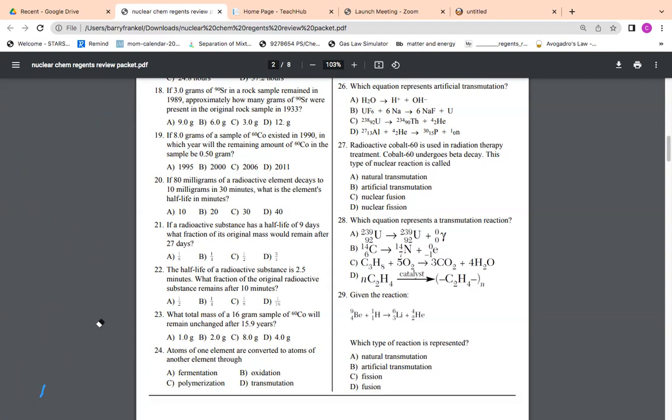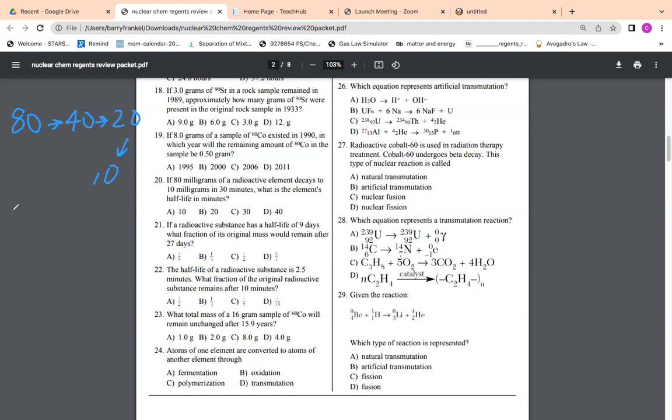All right, number 20. A bit of an easier one. So if 80 milligrams of a radioactive element decays to 10 milligrams in 30 minutes, what is the half-life in minutes? So we need to know how many half-life periods happen. So we need to figure out how to get from 80 to 10. How many times does this thing have to decay? We go from 80 to 40 to 20 and then to 10. So I had 1, 2, 3 half-lives.